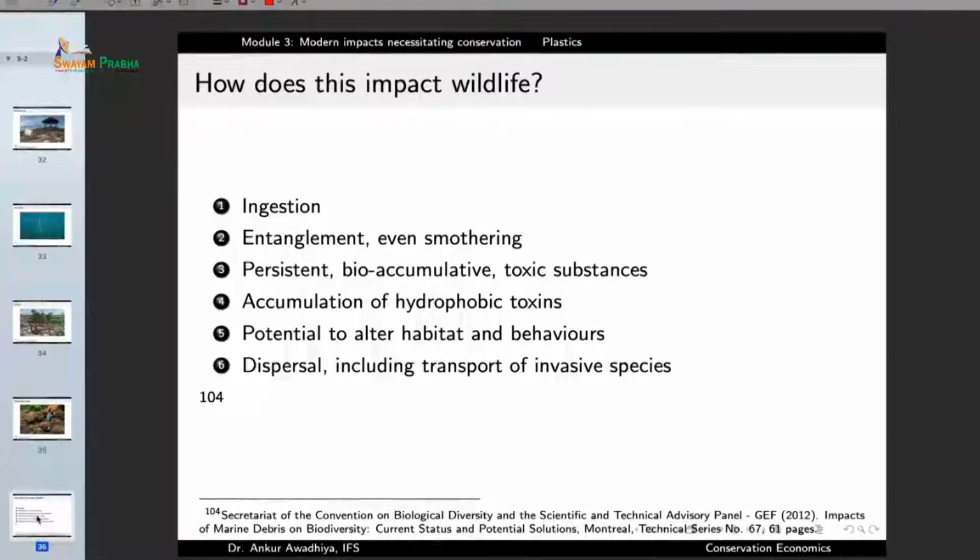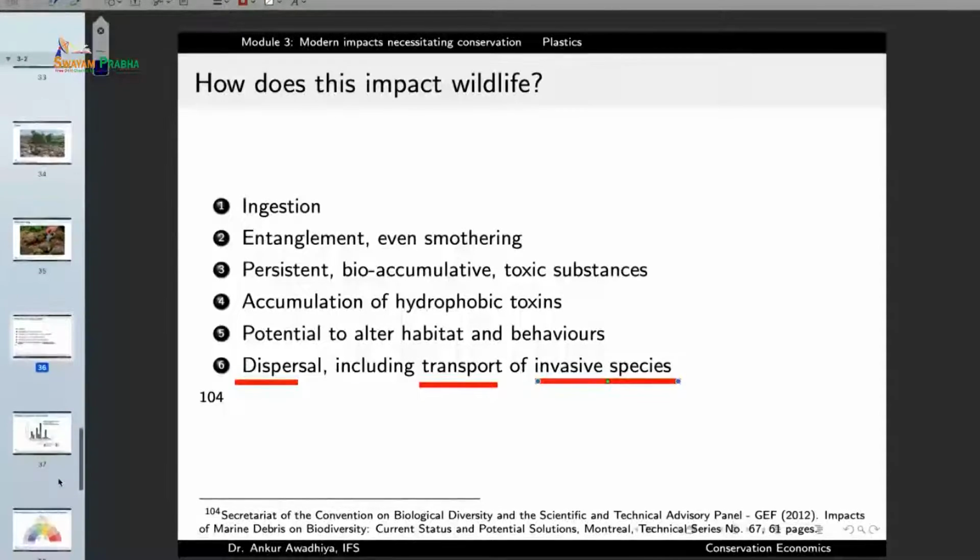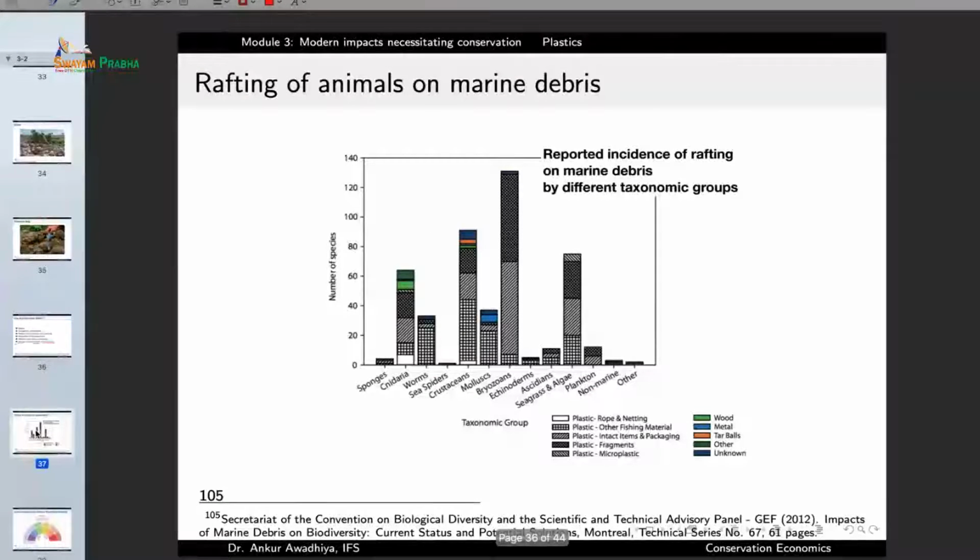Another way in which plastics impact the biodiversity is by facilitating the dispersal and transport of invasive species. Now, what does that mean? A number of plastics are light in weight. They have a less density, so they float on top of water. Now, if an organism needs to move from one place to another, it may just use this piece of plastic as a boat, and together with this plastic, it will move to some other location.